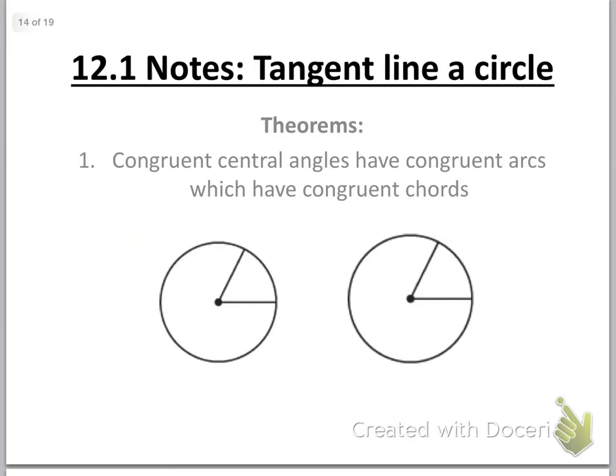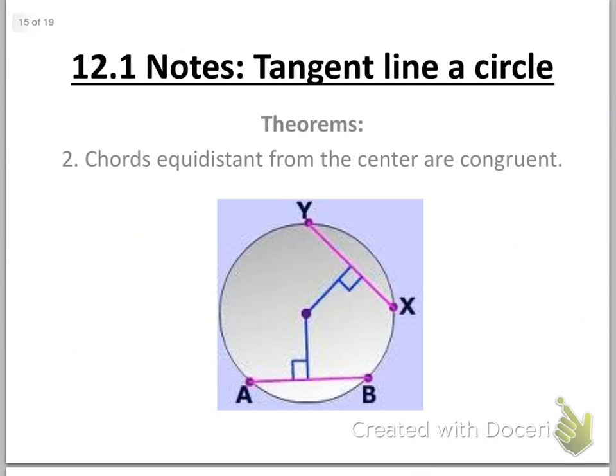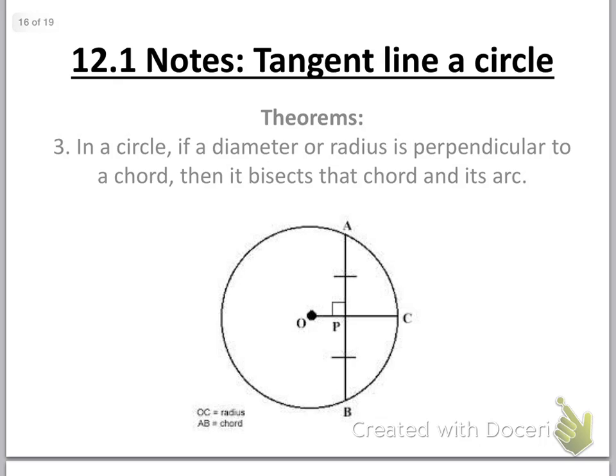Okay, so congruent central angles have congruent arcs. So these arcs will be congruent, which have congruent chords. So anytime that there's a chord in it, it will also be congruent. This is a good one here. Make sure you're writing this one down. So chords that are equidistant from the center are congruent. So if they are equally distant from here to here, then they will be congruent and then also perpendicular.